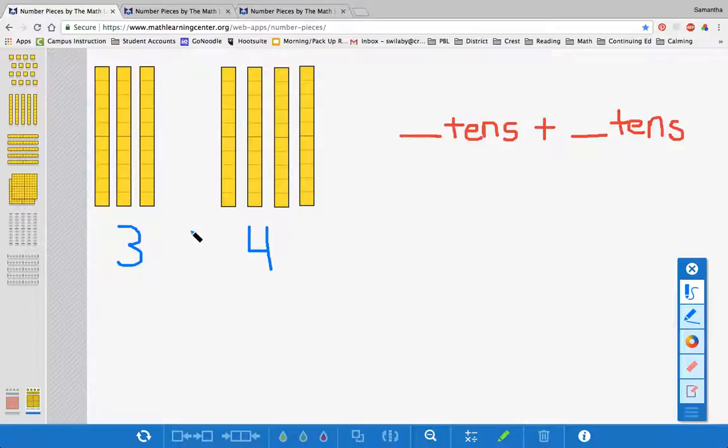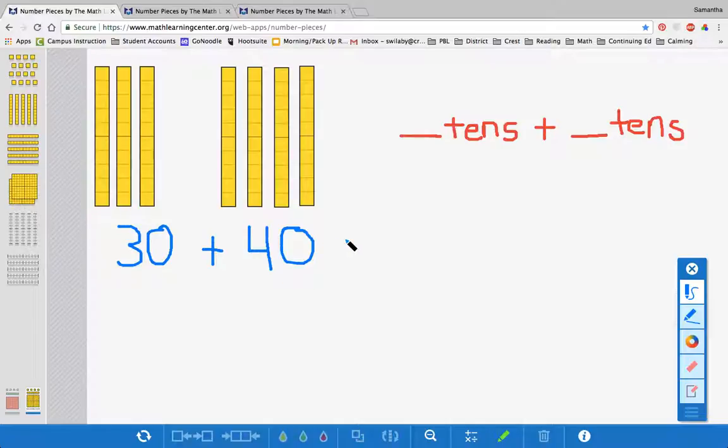Now, if I'm going to try and add those together to see how much I have all together, I'm not going to just add 3 plus 4. I don't have 7 represented here because I know that each 10 stick represents 10. There's 10 ones in each one. So it's not just 3, it's 30, plus 4 tens is the same as 40. So what I'm really adding here is 30 plus 40.